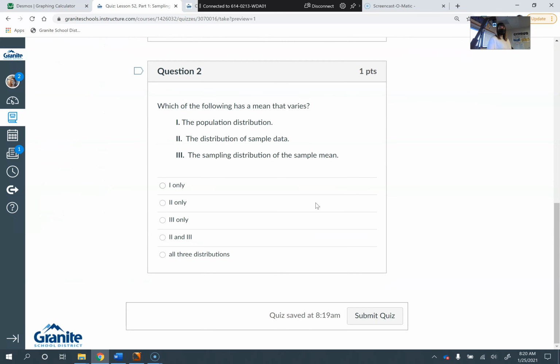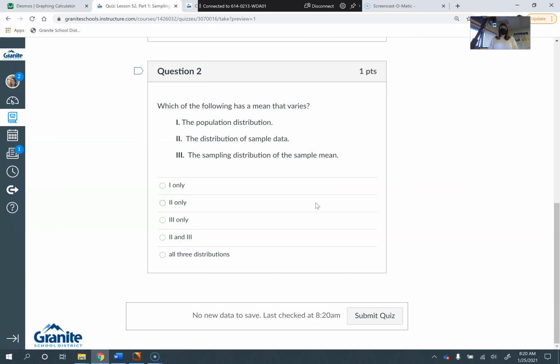Okay. The next one, I think, is one of the most challenging questions from this whole unit. Which of the following has a mean that varies? 1, the population distribution. Well, no. The population distribution has a P of 12. That's the only value it can be because it's the true value. So this population distribution never changes. It's always P is 12.